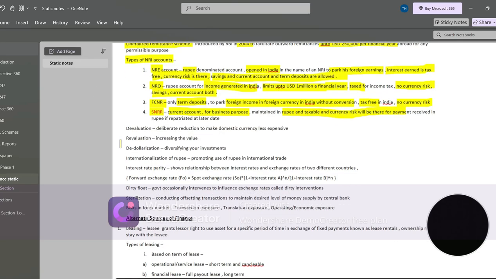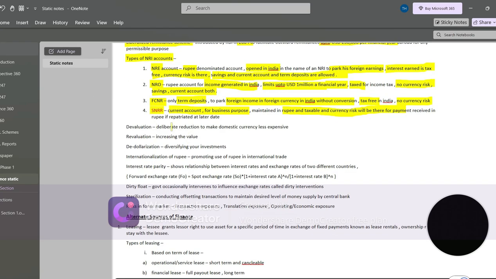And then next is what is devaluation? Devaluation is basically deliberate reduction to make domestic currency less expensive, which is actually what RBI is doing these days. Revaluation is just the opposite. It is a deliberate attempt to increase the value of your domestic currency. De-dollarization means diversifying your investment. Internationalization of rupee basically means promoting the use of rupee in international trade. These are just some of the terms.